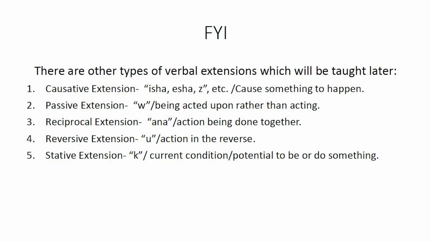And then finally, you have the stative extension, usually has that K in the end of the verb. And it speaks to the current condition of the noun, the subject of the sentence, or the potential to be or do something. So let's look at a sentence using all of those other extensions.